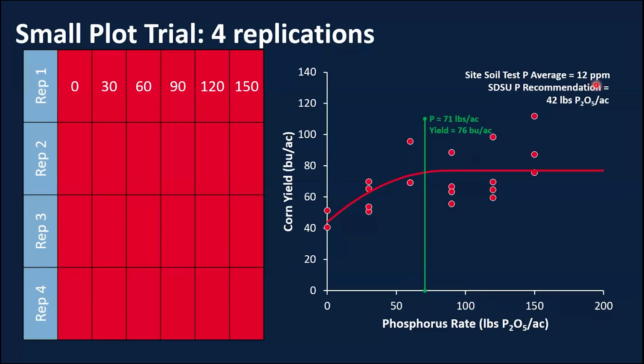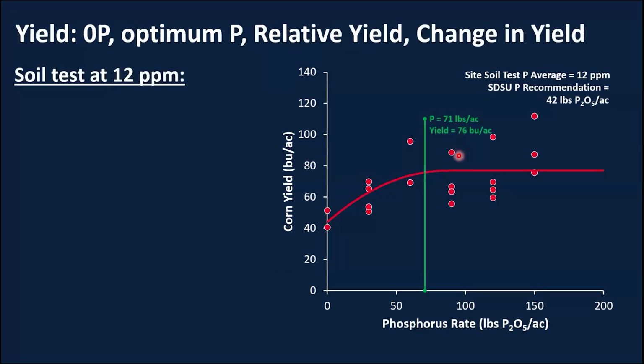So this field right here is about 12 parts per million Olsen. The SDSU recommendation would be about 42 pounds of P2O5 for this field. What we see is that when we didn't add phosphorus, we got about 40 bushels per acre. Then we add phosphorus, and that yield increases. Our yield optimizes about right here, where we needed about 71 pounds of P, and we yield about 76 bushels per acre. This is kind of a central part of the state phosphorus response.